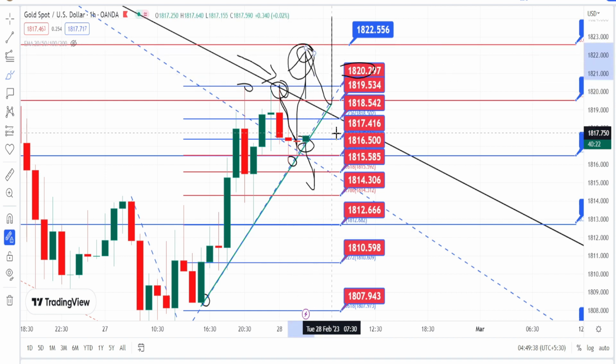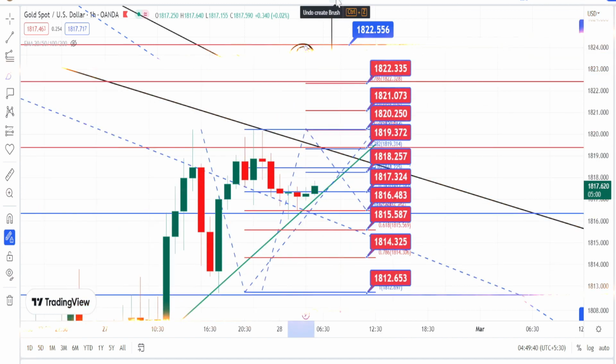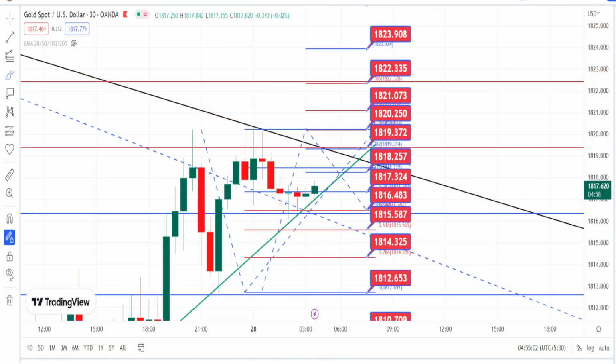Let us look at the price action in the 30 minutes time frame. In the 30 minutes time frame also, we are noticing the price action to be trading between the support level of 1816 and the resistance level of 1819 on a sideways price action, and we have the hourly time frame trend line or the support line.